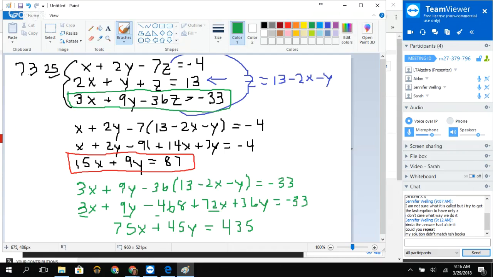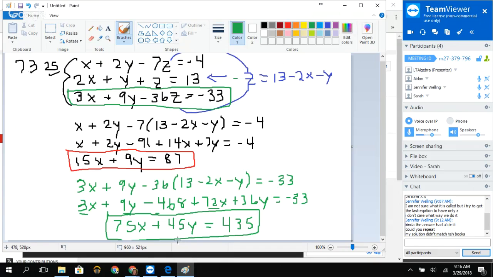Okay, so now I have two equations and two variables. Basically what I did is I took my middle equation, solved for z, and then took z out of the equation by substituting it into my top and my bottom equations. So now I have two equations with two variables. I have 15x plus 9y equals 87, and I have 75x plus 45y equals 435.